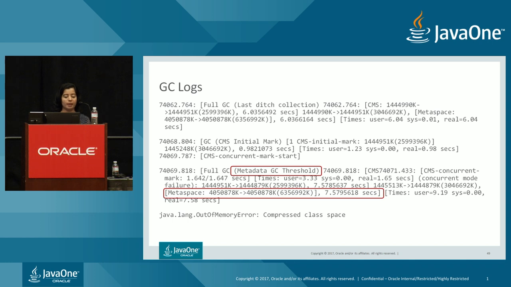And here we can see that there is enough room available in metaspace. Metaspace capacity is at 6 GB, but its usage is only at 4 GB, and it is still throwing an out-of-memory error. If you look closely, the out-of-memory error being thrown is for compressed class space, not for metaspace. So that separate region we talked about in previous slides, the compressed class space, which is part of metaspace, doesn't have enough room to load more classes. So we should be using the CompressedClassSpaceSize option to configure the size for compressed class space.